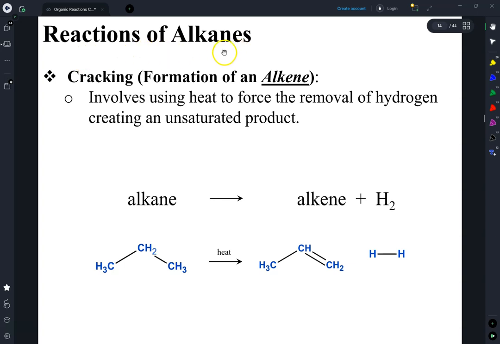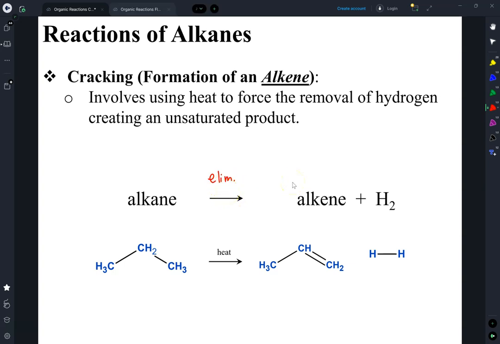Another reaction involving alkanes is called cracking. Through the use of high heat and pressure, hydrogens can be removed, creating an unsaturated product, such as alkenes or alkynes. Since we're going from a single bond to a double bond, this is a type of elimination reaction.